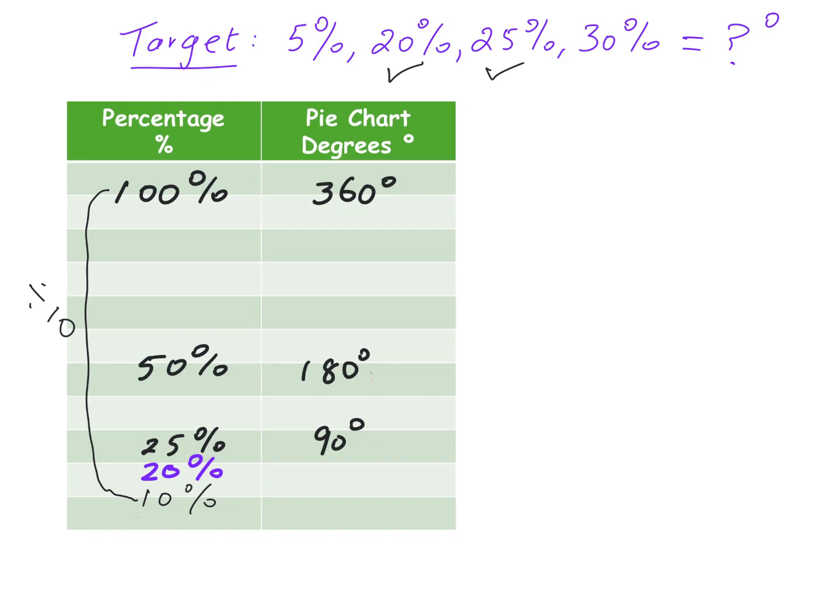And then in terms of getting that to degrees, we've got 360 degrees, and we're going to divide that by 10, which would get us to 36 degrees. Then we can just double the 10% to get to 20. And if we double 36, we get to 72. 72 degrees. So that's another way to get to 20%.